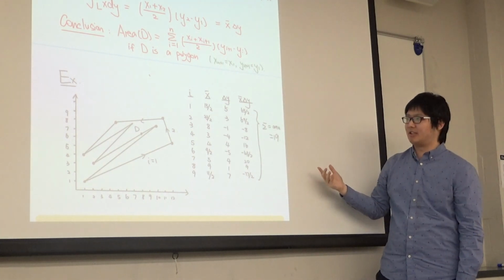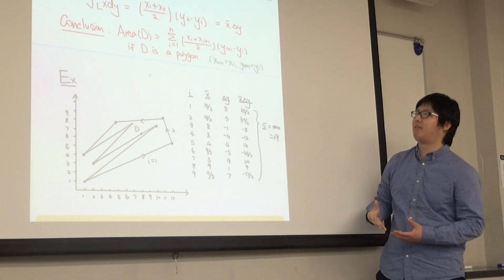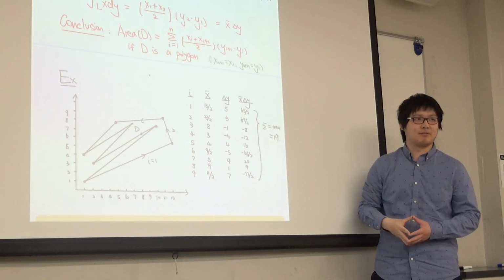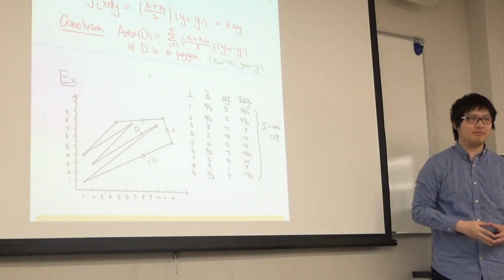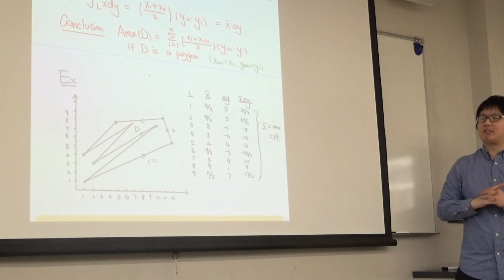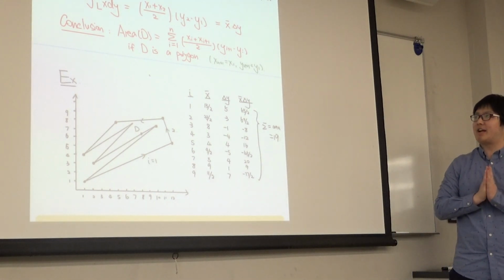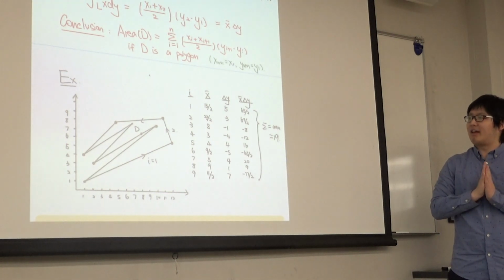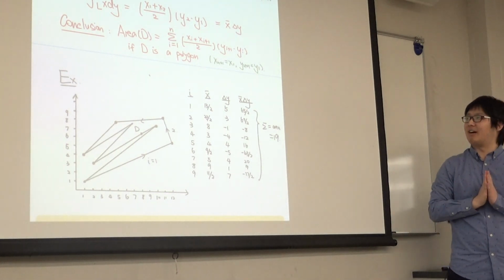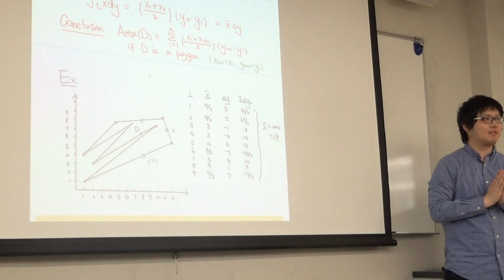So this shows the power of this formula and how Green's theorem gives rise to it. Any questions about the connection between the area and Green's theorem?